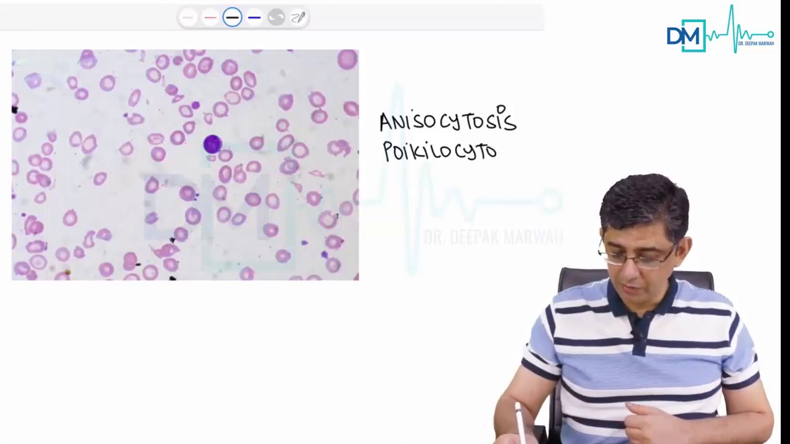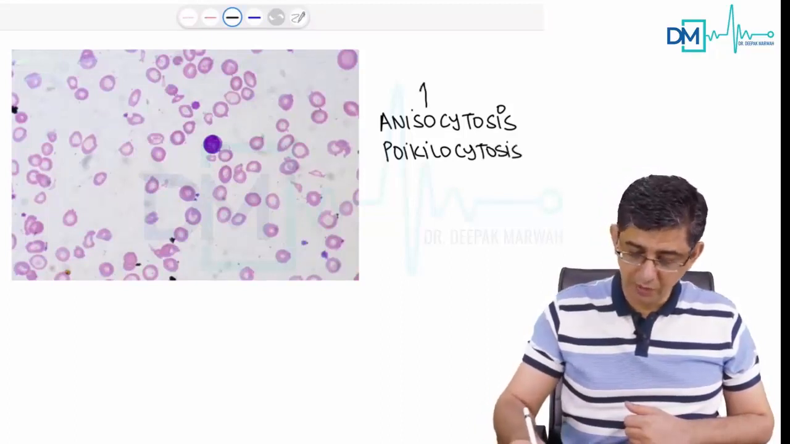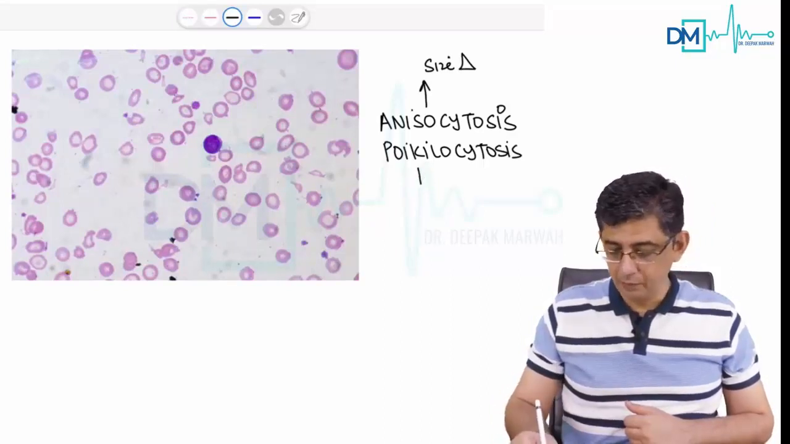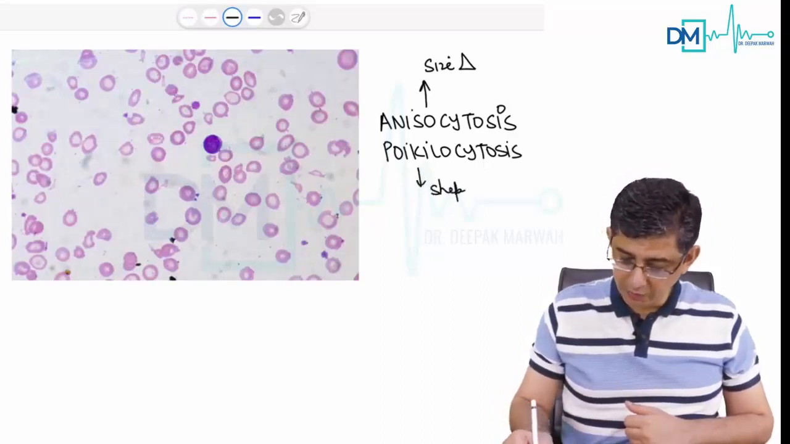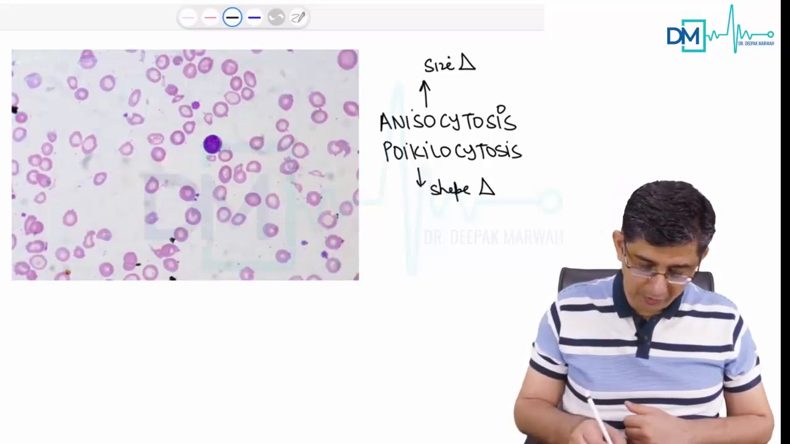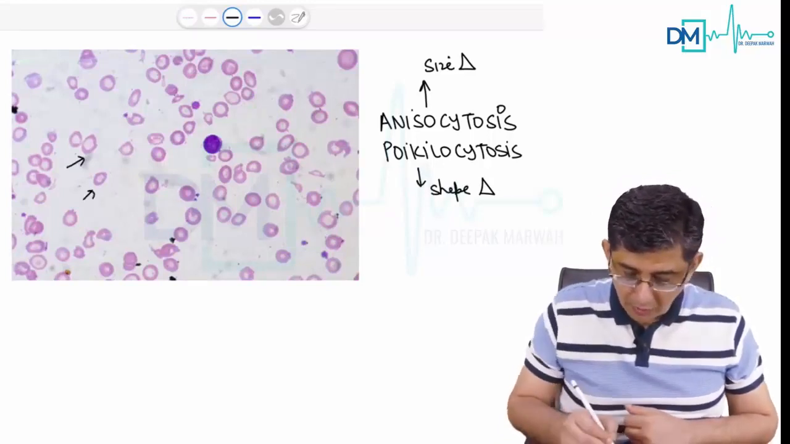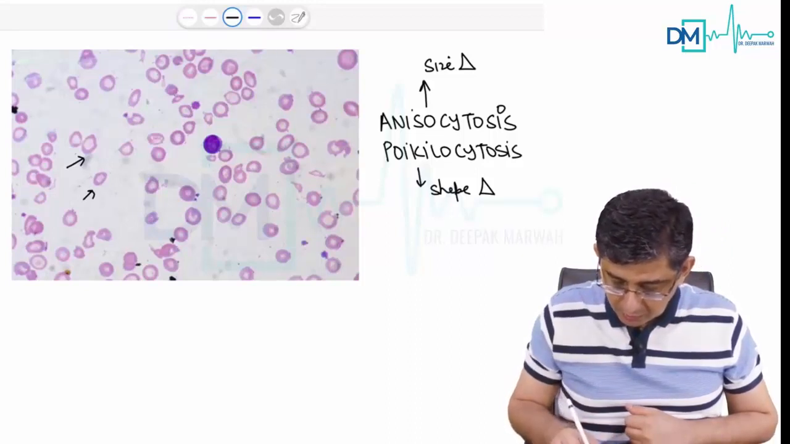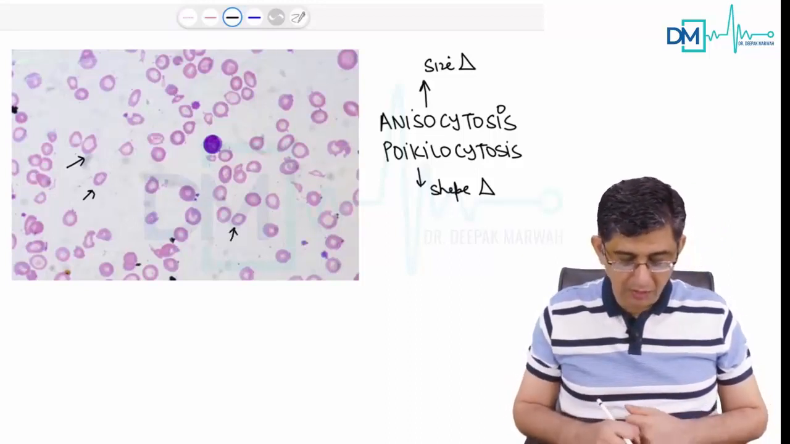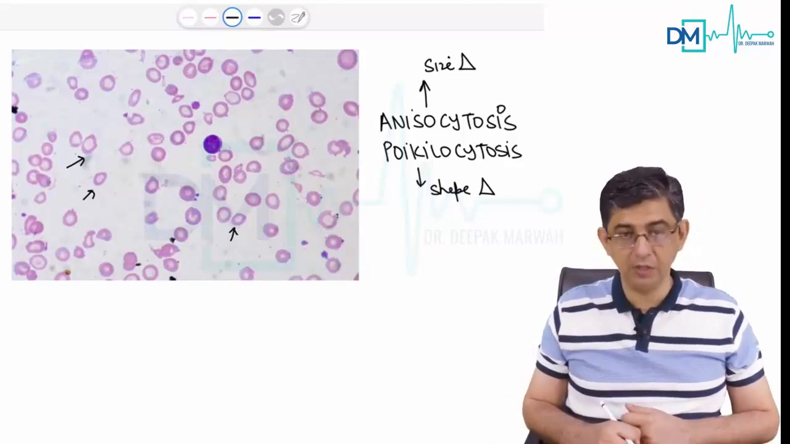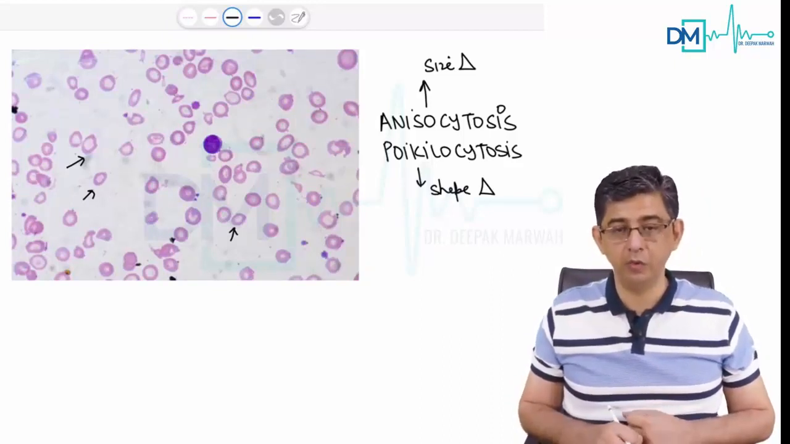I repeat my statement again. Anisocytosis would mean a variation in the size of the RBC. The triangle means variation. Poikilocytosis would mean change in the shape of the RBC. I'm just going to put some pointers to highlight these varied-looking red blood cells present in the patient. And yes, I can definitely notice some of the RBCs are having some amount of hypochromia.